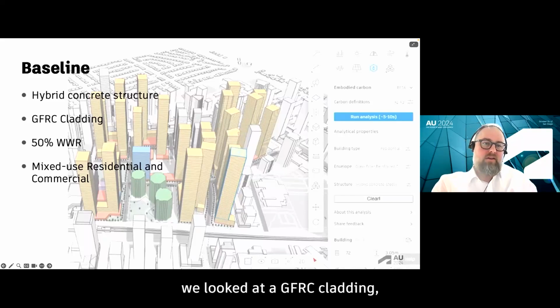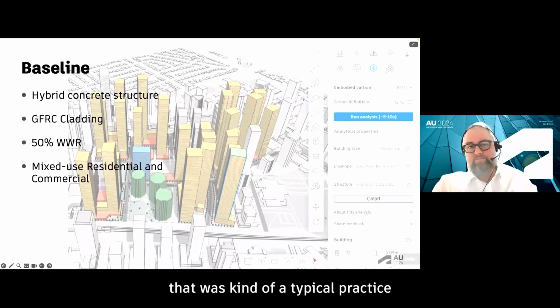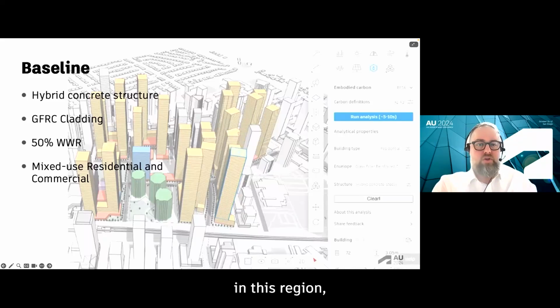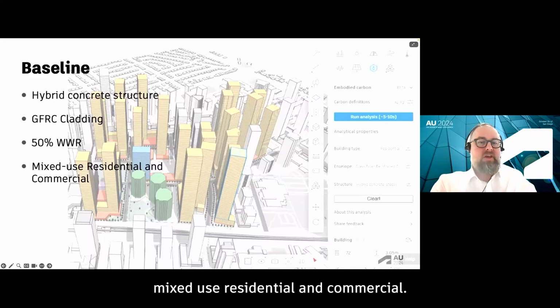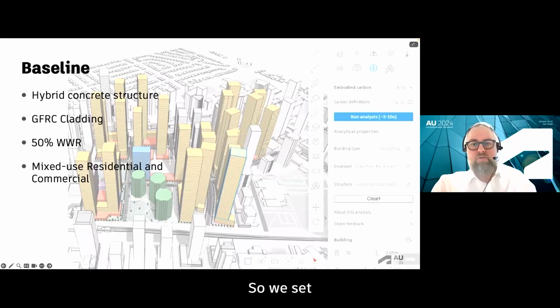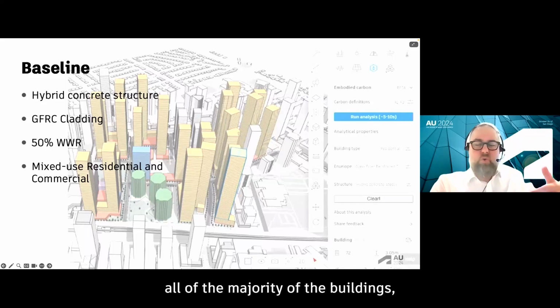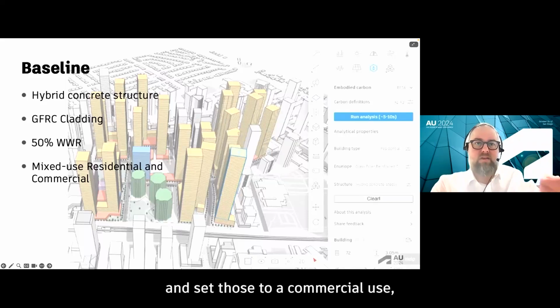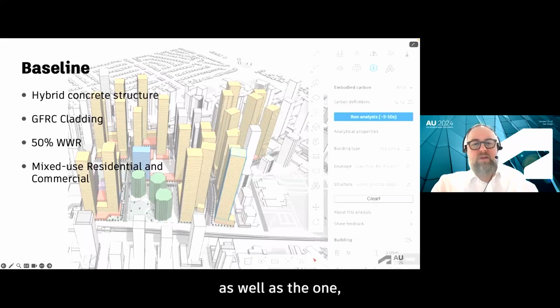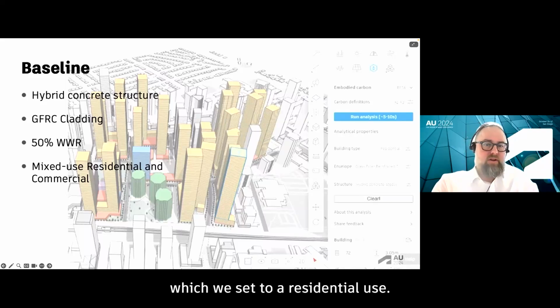We looked at a GFRC cladding as a typical practice in this region, and 50% window to wall ratio. And then, as I mentioned, it's a mixed use residential and commercial. So we set the majority of the buildings to a residential use. We were able to select the way we had built up the model, select the podium separately and set those to a commercial use, as well as there's one commercial tower at the center and a hotel, which we set to a residential use.